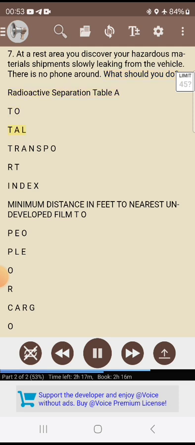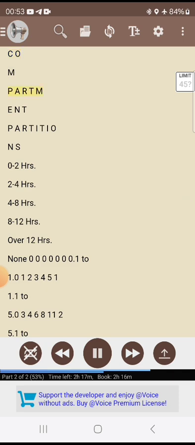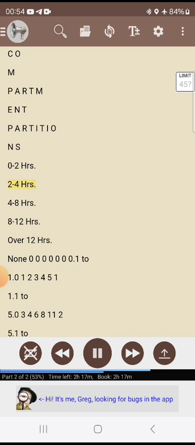Radioactive separation table A. Total transport index. Minimum distance in feet to nearest undeveloped film, people, or cargo compartment. Partitions: 0 to 2 hours, 2 to 4 hours, 4 to 8 hours, 8 to 12 hours, over 12 hours.